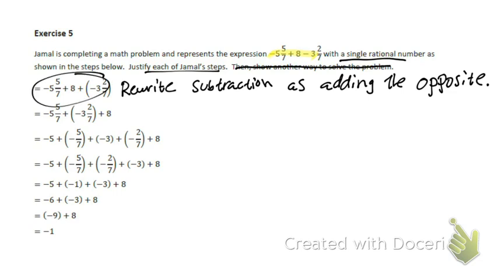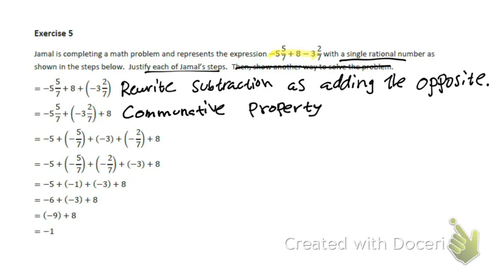So next, what's different from here and here? Not much, right? All he did was he moved those two numbers around, right? So he moved a couple numbers around. And it's okay to move numbers around when you're adding. That's called the commutative property. I want to write that down. The commutative property just means when you switch some numbers around when you're adding to make it easier.